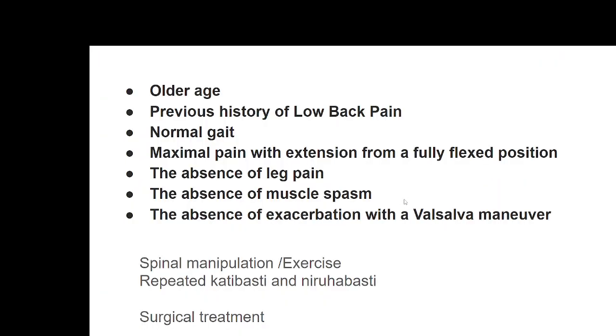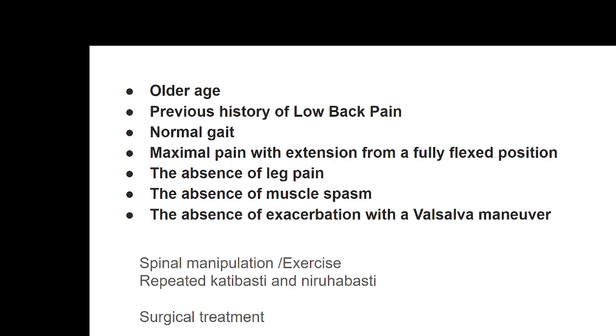Usually these changes are seen in older age, and the patient would have a previous history of low back pain for a long time. Characteristically, the gait would be normal, and the pain would occur when the patient extends from the flexed position. In the flexed position, the pain would be comparatively less, but when the patient bends backwards, the pain is present. Characteristically, the pain would not be present in the leg. There will be no leg pain, and muscle spasm also would not be there. Even the Valsalva maneuver, like sudden jerky movement or increasing abdominal pressure, doesn't aggravate the pain, but there will be a constant aching type of pain in the back.